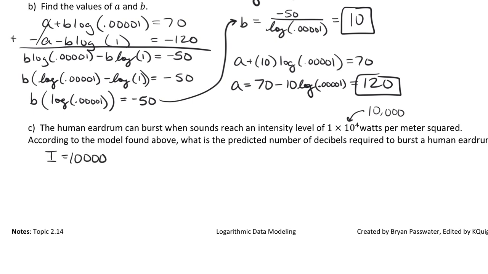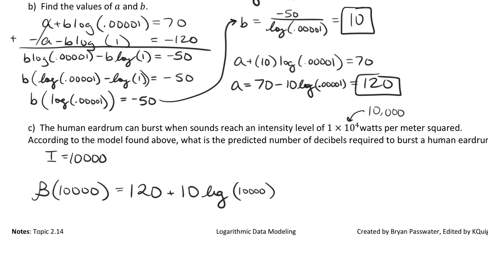Which means we are going to plug it into our formula. What formula, Miss Quigley? Great question. It's beta. Beta of 10,000. And we didn't put anything in our calculator stored, so we are going to do this one by hand, and that's fine because these are cute numbers. Would be A plus B times the log of that value, 10,000. Because remember, this was A plus B times the log of the input. And that's all numbers. So what in your calculator is 120 plus 10 times the log of 10,000? 160.